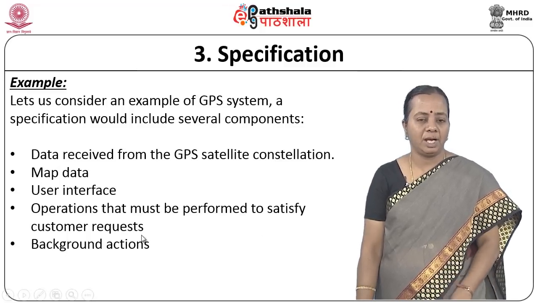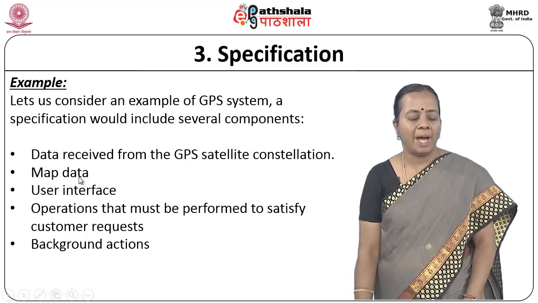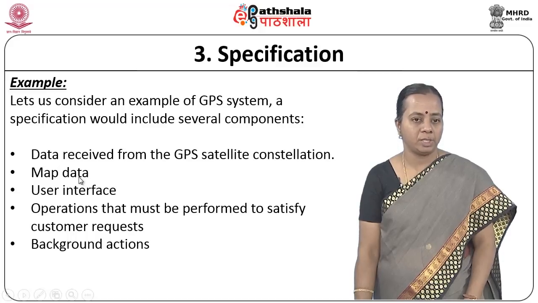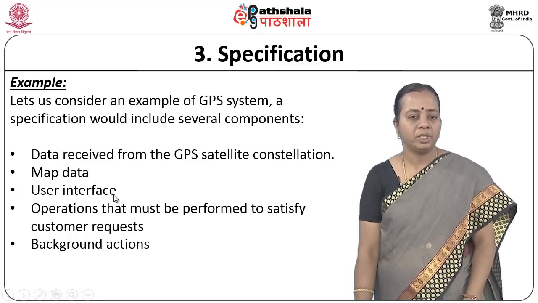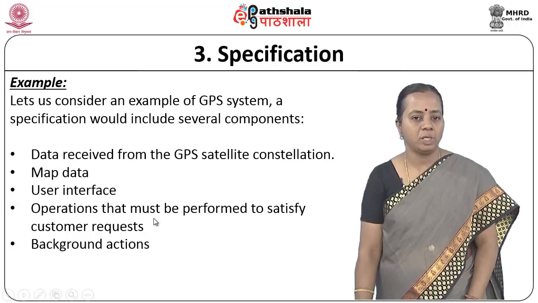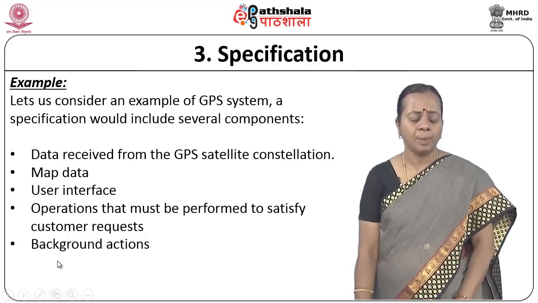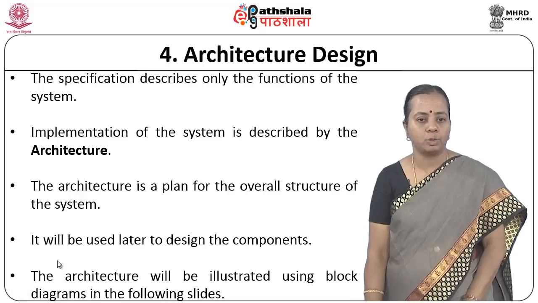So, you just see that we need to get the GPS satellite constellation, and the latitude and longitude should be extracted. The map data is taken from the spatial database, from a database engine. The user interface provides the destination and the scale. All those things have to be provided, and the operations must be performed to satisfy the customer request, and some background actions should also be supported.